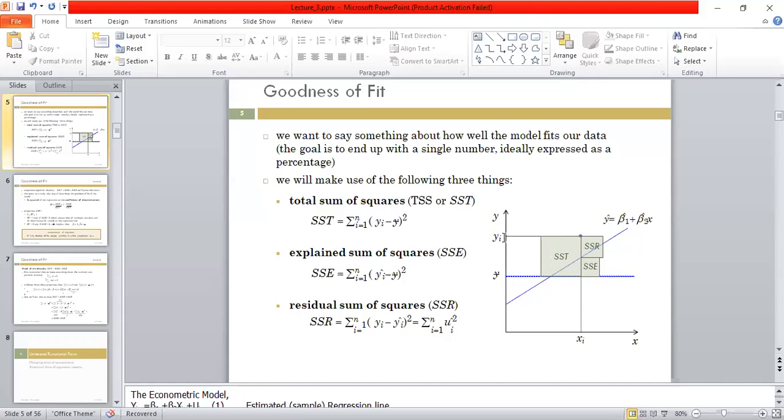So here we picked one point from those 30 points. What is this height then? Forget about y hat. From here to this point, what is that height? That is y, the actual y value from the sample.